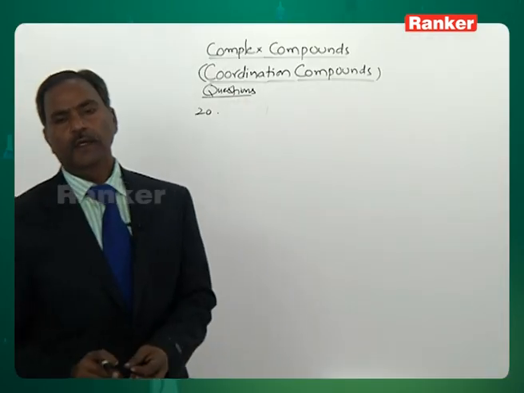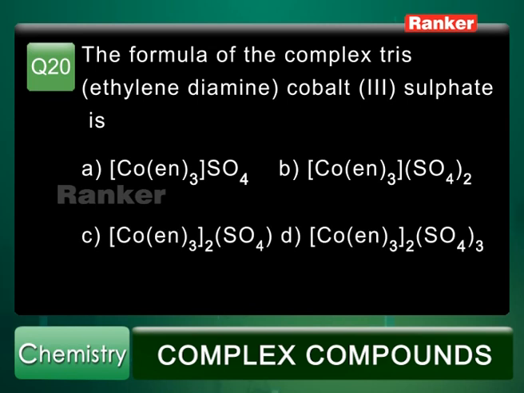Question number 20. The formula of the complex tris(ethylenediamine)cobalt(III) sulfate is, option A is given as [Co(en)3]SO4. Option B, [Co(en)3]2(SO4)... Option C, [Co(en)3][SO4]... Option D, [Co(en)3]2(SO4)3. These are the options given.